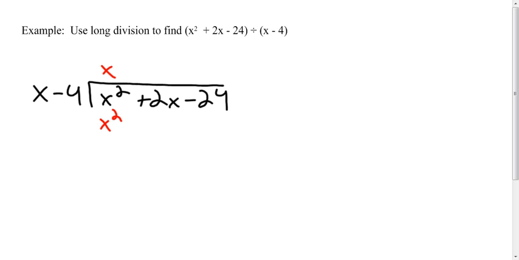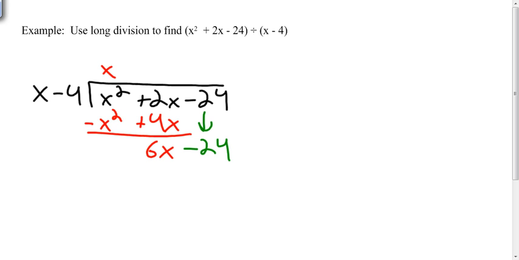x times negative 4, negative 4x. Now when we subtract it, this one becomes negative, this one becomes positive. 2x plus 4x becomes 6x. X squared minus x squared is just 0. This time I'm just going to drop down the 24 now, so we don't forget to later. Again, you don't have to do it now, you can do it later. It will come up though.